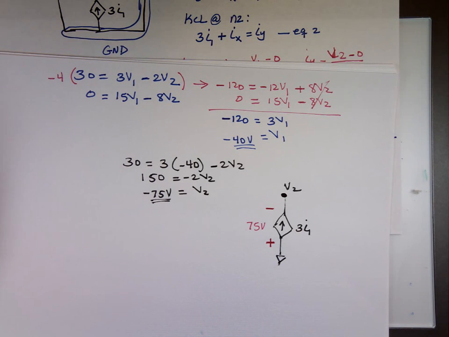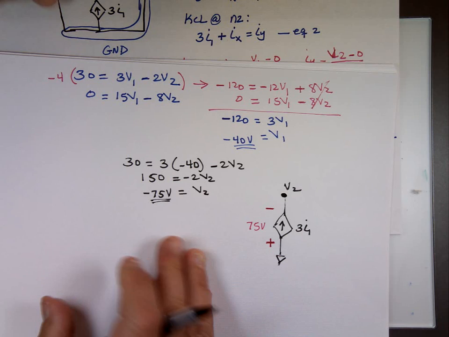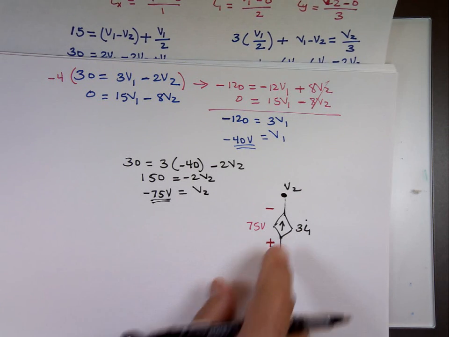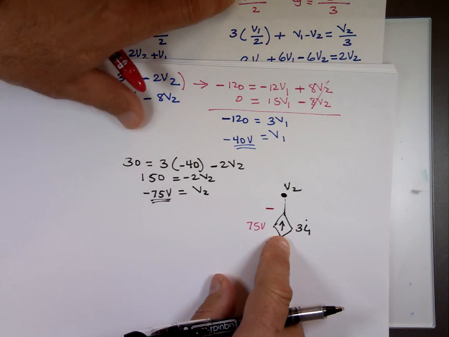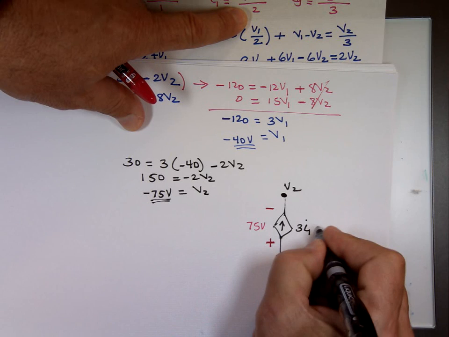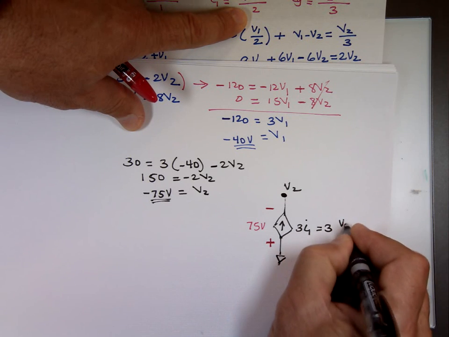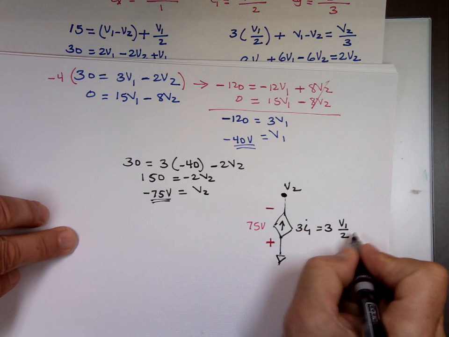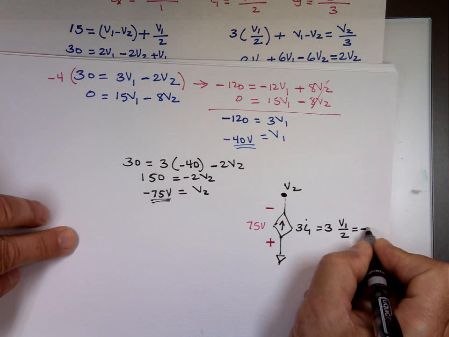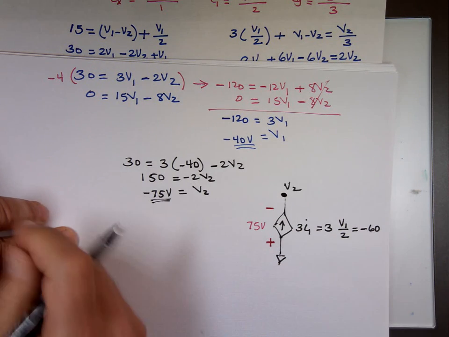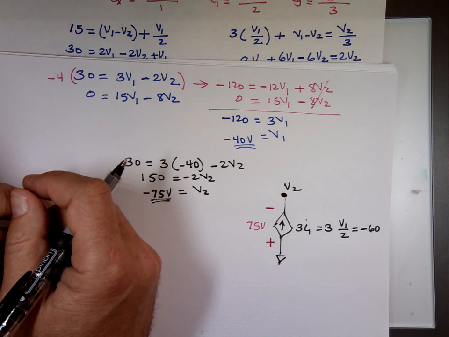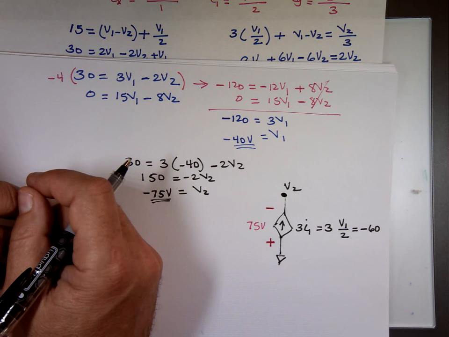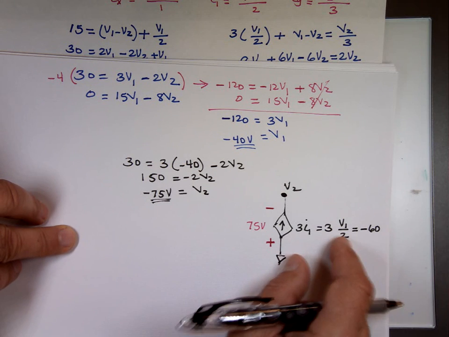Find the power supplied, the question, supplied. So let's find I sub 1. Do we know what I sub 1 is, what current is going through it? I sub 1 is V1 over 2. And what was V1? Negative 40? Is that negative 60? Negative 60.